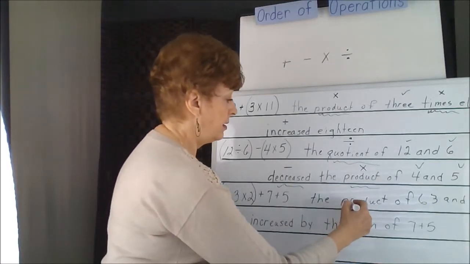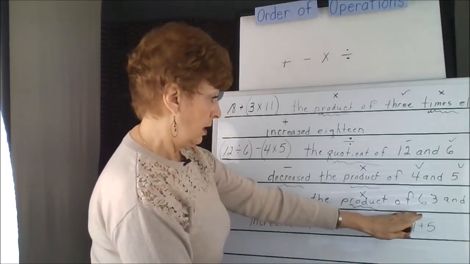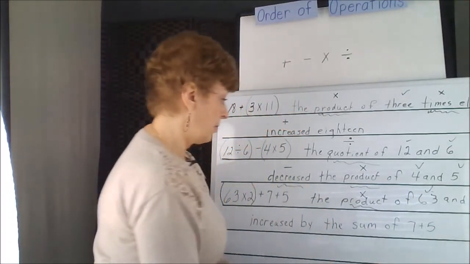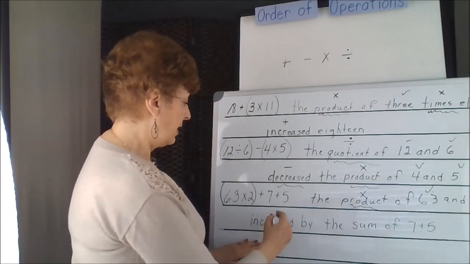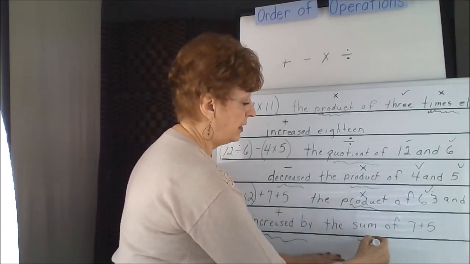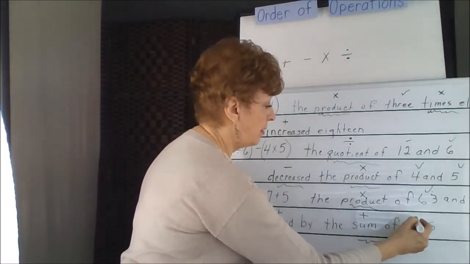Product giving us the multiplication term. Here are our numbers that we are going to need for the numerals. Increased by gives us the addition clue, and we have a secondary sum gives us another addition clue, number and number.